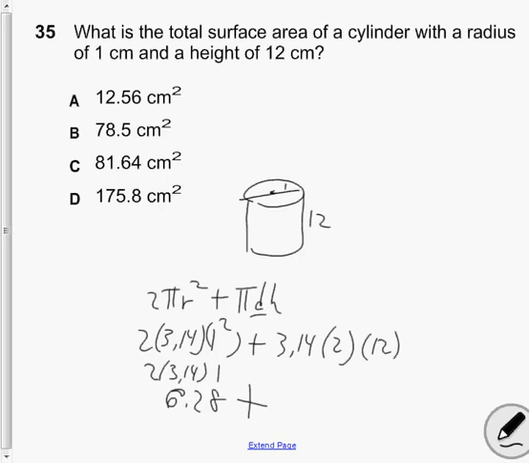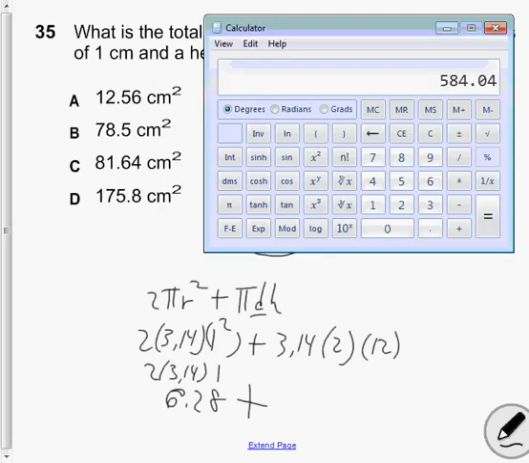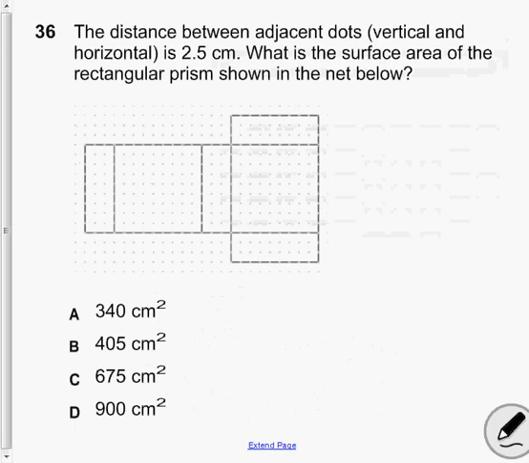Plus 3.14 times 24. So 3.14 times 2 times 12 is 75.36. When you add that to the area of the two circles being 6.28, you get 81.64, which makes your answer for 35 C. Question 36 is the distance between the adjacent dots.